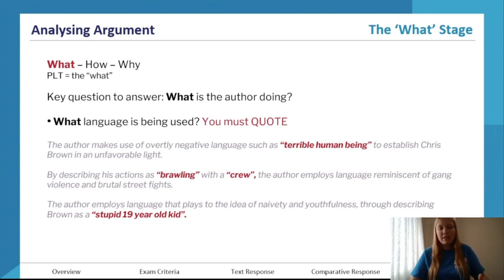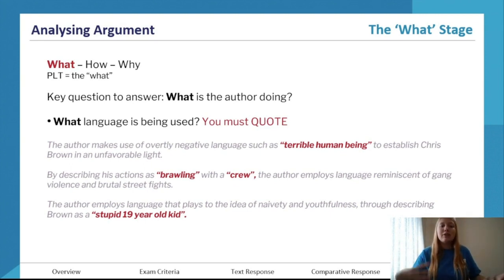The negative language is to make Chris Brown appear in an unfavorable light, make him look bad. By describing his actions as brawling with a crew, the author employs language reminiscent of gang violence and brutal street fights. Again, we've described the language and we've included the evidence. Or this example, the author employs language that plays to the idea of naivety and youthfulness through describing Brown as a stupid 19-year-old kid.